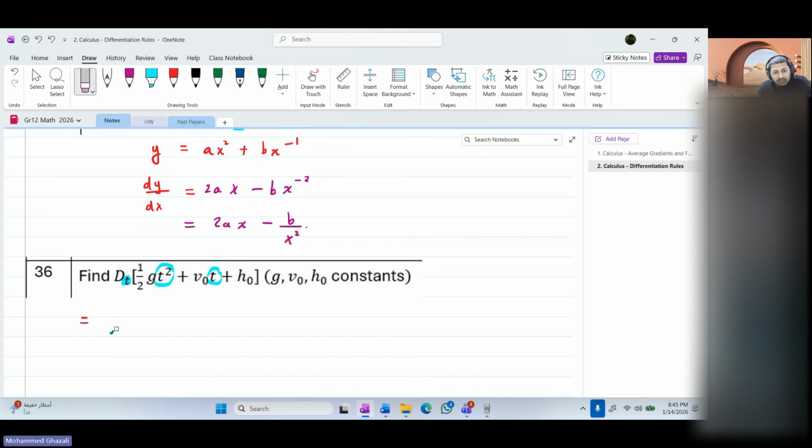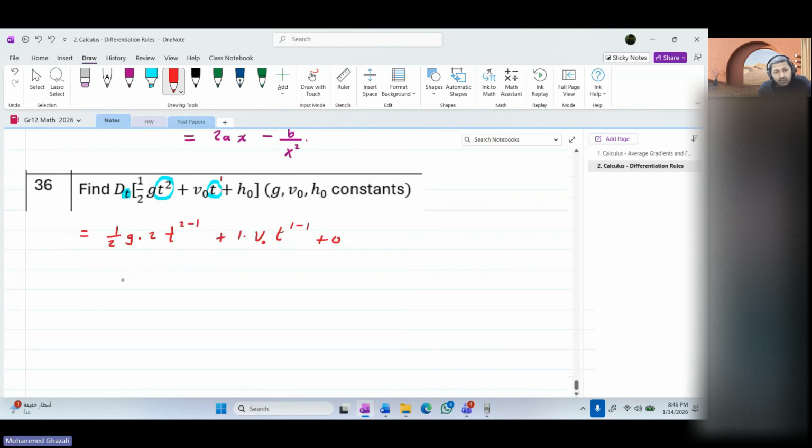Yeah. Okay, let me do it the long method. Half g times 2, and take away 1 from the powers. So t to the power 2 minus 1, plus v naught t is just 1 times v naught t to the power 1 minus 1, and plus 0 because the derivative of a constant is 0. Okay, so half times 2 is 1. So it's just g. We just simplify now: gt plus v naught, because t to the power 0 is 1. Right, excellent.